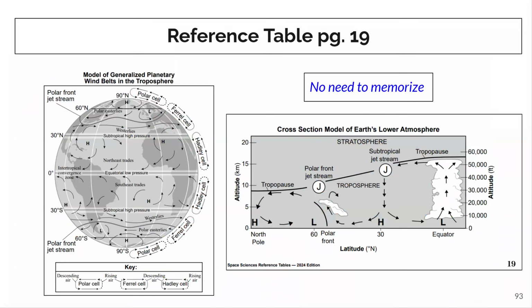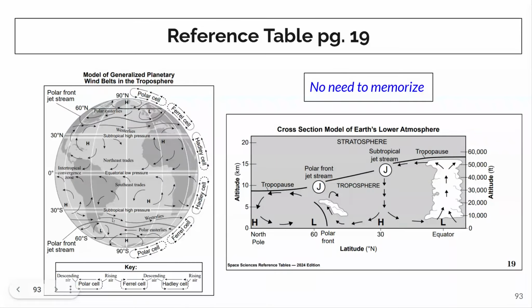This is on your reference table, page 19. You can see all of our wind belts as well as our convection cells outlined. We have the Hadley cell near the equator, the Ferrel cells, we have the polar cells, we have our latitudes outlined, which are the horizontal imaginary lines of Earth, to figure out which location we're talking about.